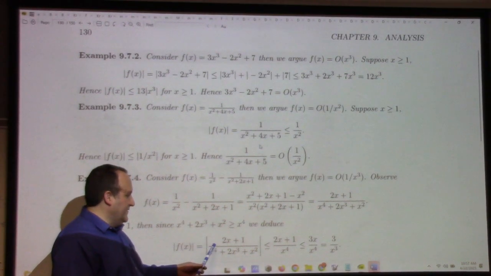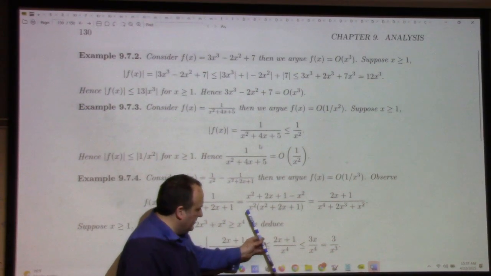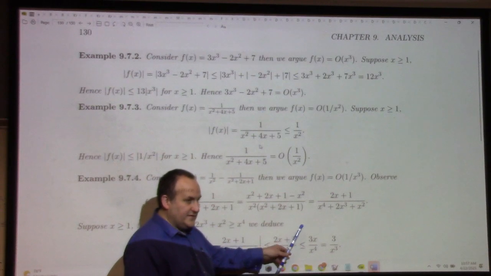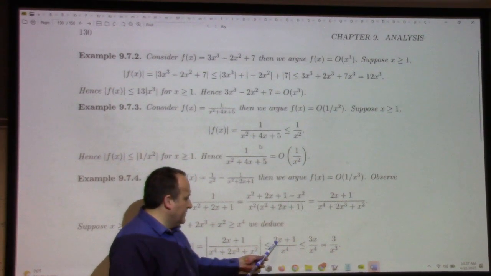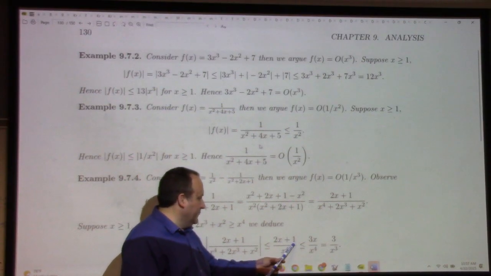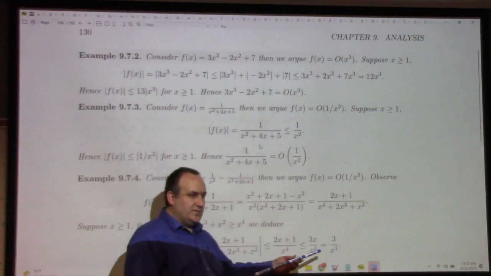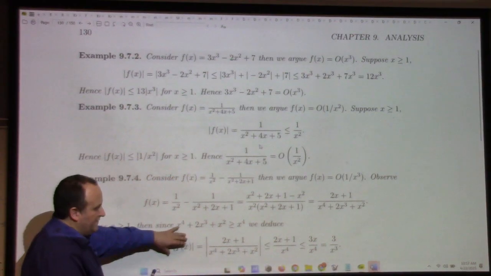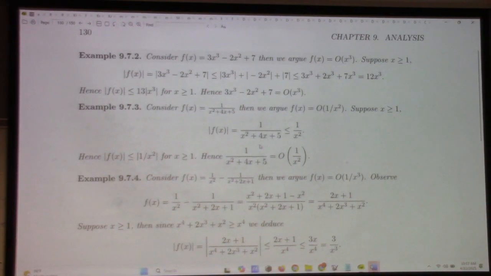And then once we just have a single term in the denominator, this is 2 over x cubed plus 1 over x to the 4th, right? But anyway, the larger point here is that I can, of course, make the numerator larger by replacing 1 by x. And at that point, we've got 3 over x cubed, which shows you that the function is bounded above by a constant times 1 over x cubed, which means it's order 1 over x cubed.